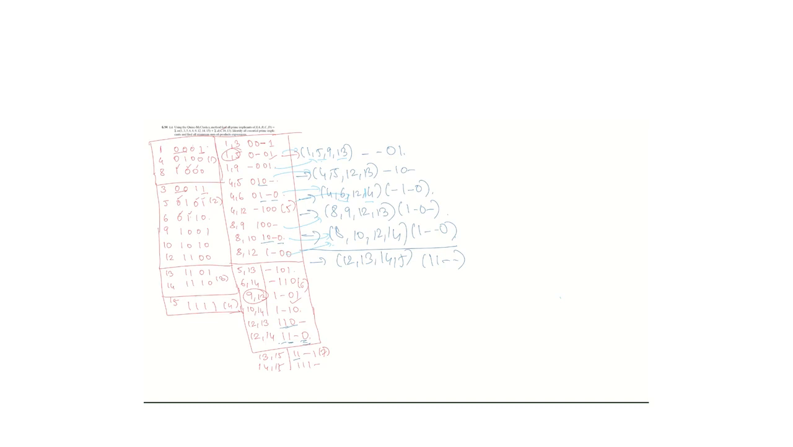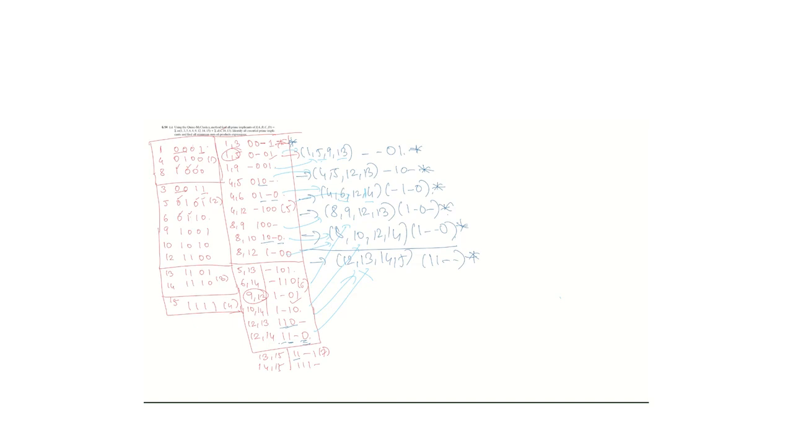Then 9, 13 is here. 10, 14 is here. 12, 13, and 12, 14. Okay. So 1, 3 you cannot find anywhere. So this is one of the prime implicants. Similarly, these are all prime implicants. You cannot solve it further. So let's write down all the prime implicants.